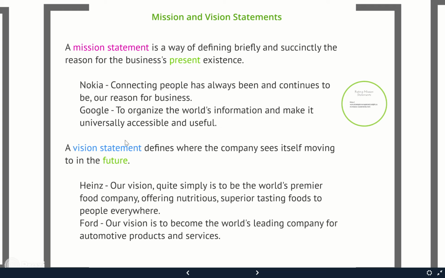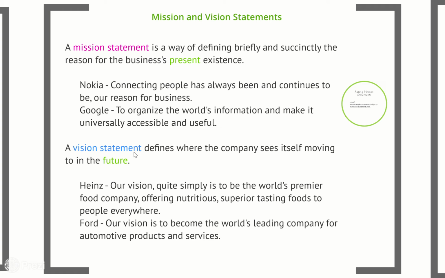A vision statement defines where the company sees itself moving to in the future. So a vision statement is always going to be about the future. That is a thing that you can use to remember: vision, you look into the future. Mission is now. What is your mission now? Heinz's vision, quite simple, is to be the world's premier food company, offering nutritious, superior tasting foods to people everywhere.